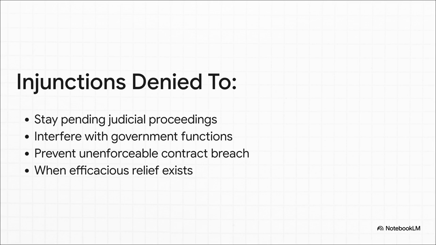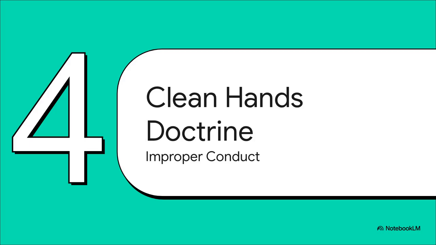For example, if someone breaches a standard vendor contract, your action step is usually just to sue for monetary damages. That right there is your efficacious relief. Because that standard option exists, the court will say no way to a special injunction. And finally, we arrive at Section 4, the clean hands doctrine and improper conduct.